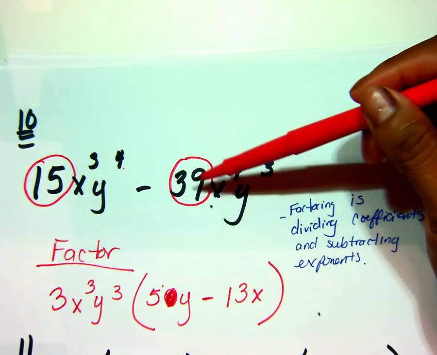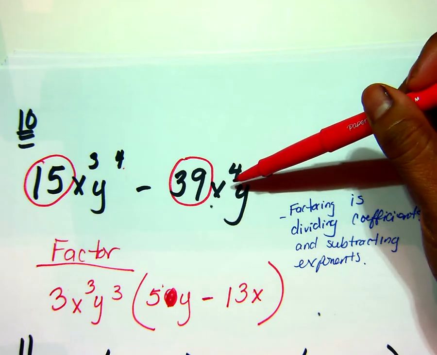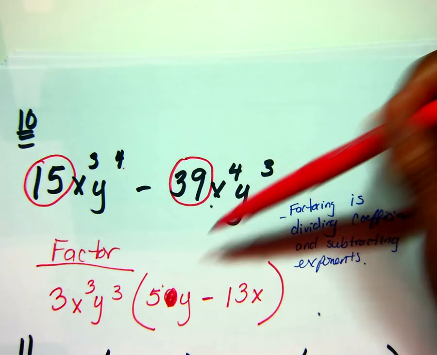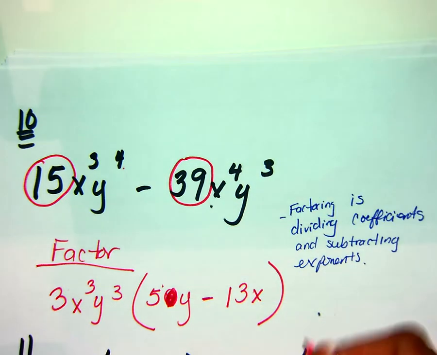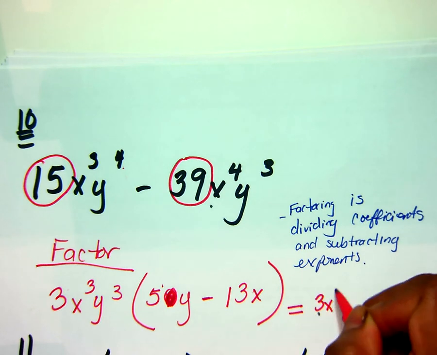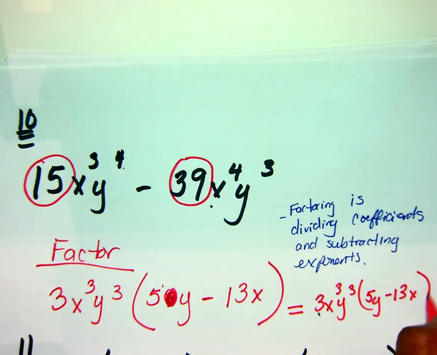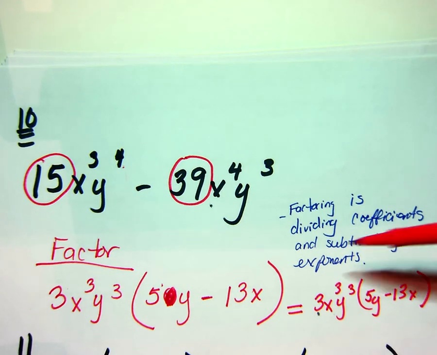Bring down your minus sign. 39 divided by 3 is 13. So with your x's, 4 minus 3 is 1. And then your y's cancel out. So your final answer rewritten looks more so like this. So my apologies, I made a mistake. By the way, I'm human. I'm probably going to make some more. But this is how you factor.